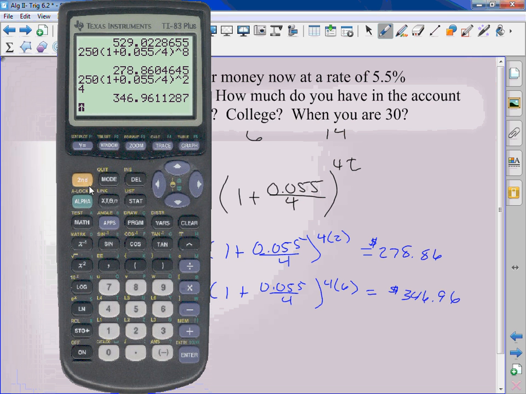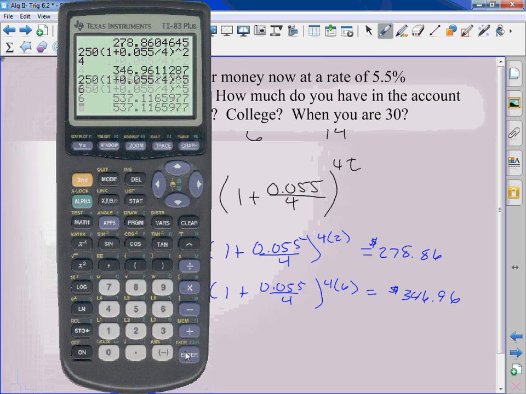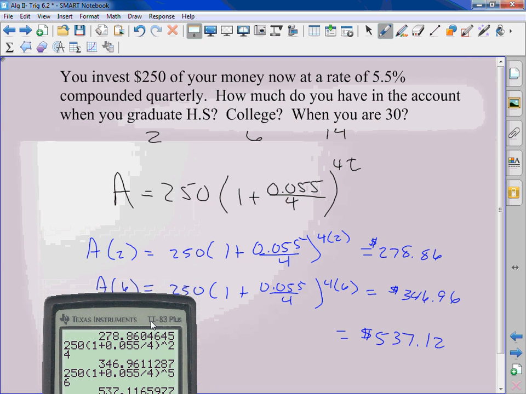all I'm going to do is do second, enter, change the 24 to a 56. 14 times 4 is 56. Press enter. It's now $537.12, which it went up roughly $8. So it does make a difference. Again, the more you put in, the more you get back. If you put 1,000, yeah, it would be more.